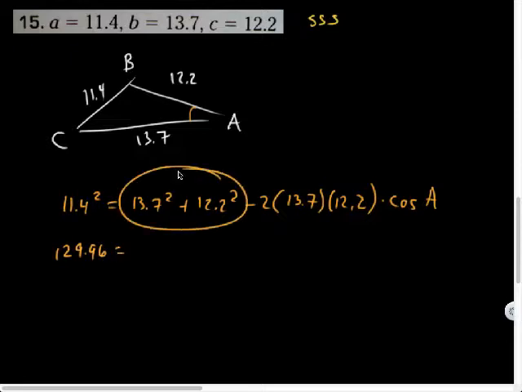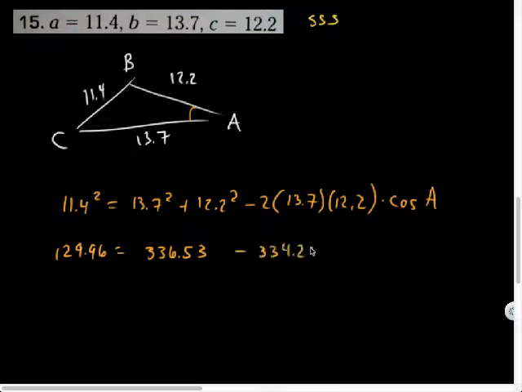129.96 equals, I'll sometimes calculate these next two together. Of course, not adding and then squaring, but squaring then adding, because it's different. 13.7 squared plus 12.2 squared is 336.53. And then I might evaluate this little bunch together. So 2 times 13.7 times 12.2. So this is going to be minus 334.28 times the cosine of A.